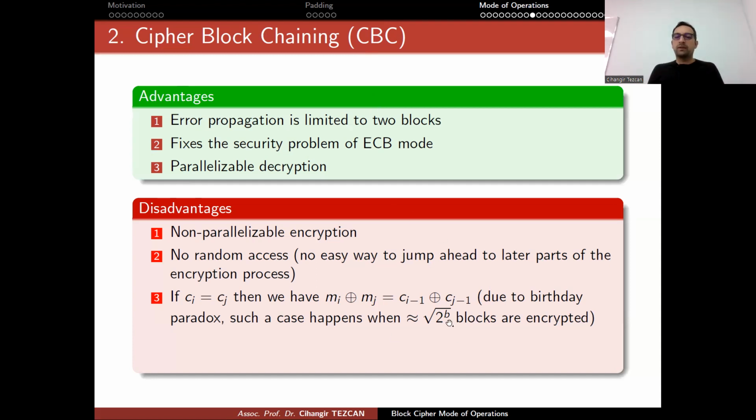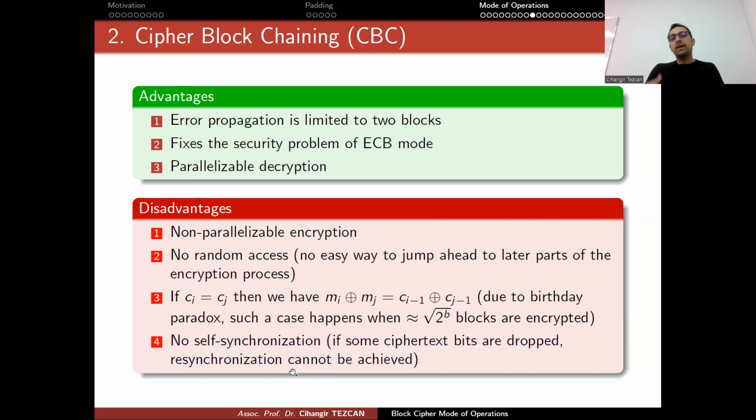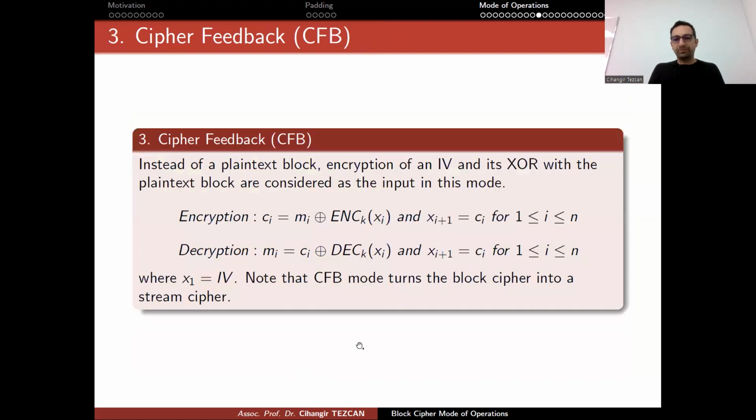If your block cipher has a small block size, then you shouldn't use it, okay? Again, there is no self-synchronization. Let's move on to the third one, Cipher Feedback, CFB. Instead of a plain text block, the encryption of an IV and its XOR with the plain text block are considered as the input in this mode.